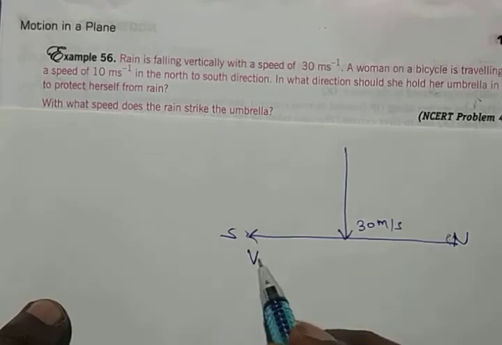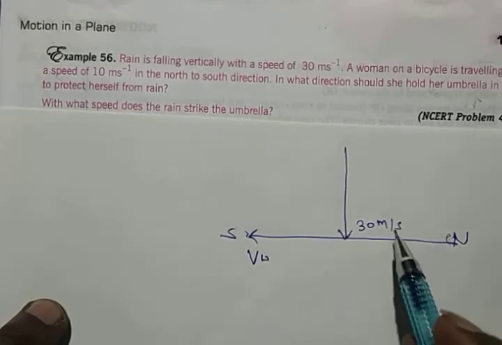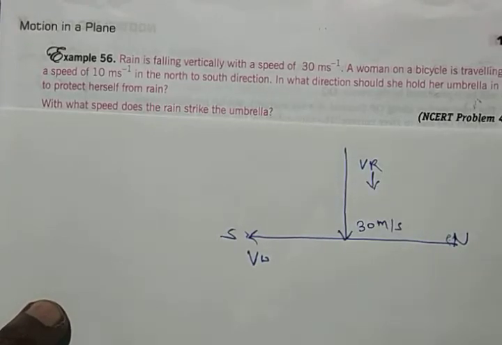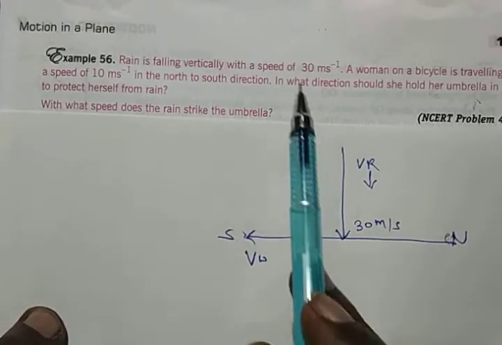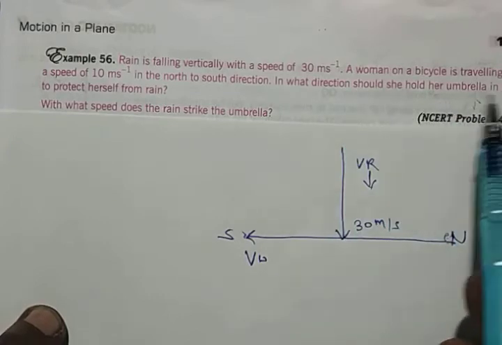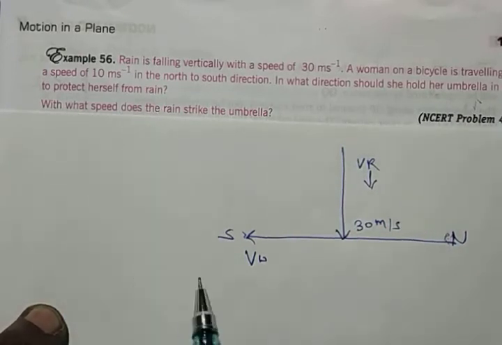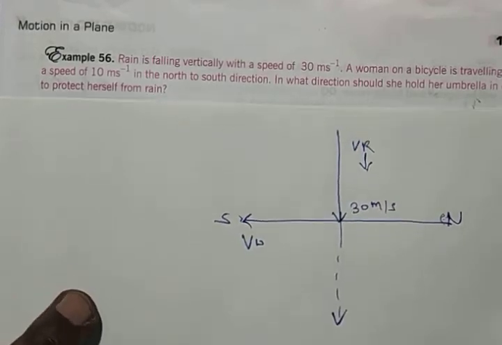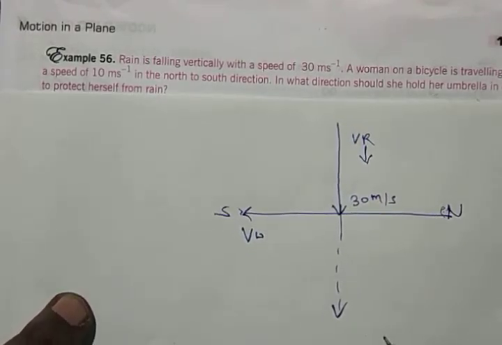So this is the velocity of the woman here. This is the velocity of the rain here, which is coming down. Now, in what direction should she hold her umbrella in order to protect herself from the rain? So rain is coming down like this. Now what direction will she hold the umbrella?